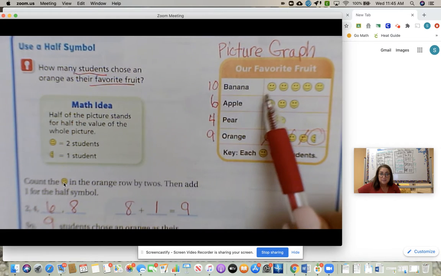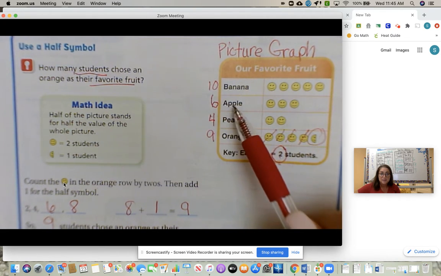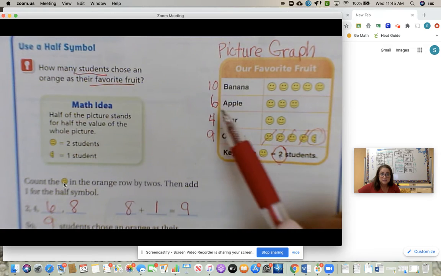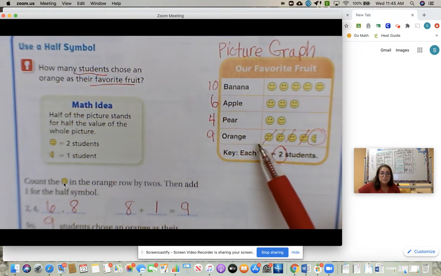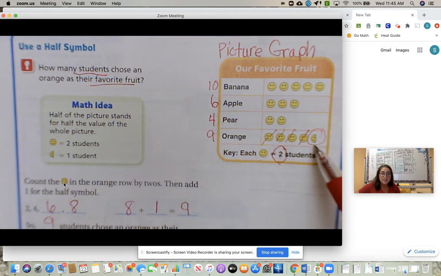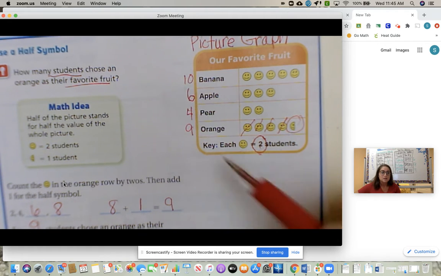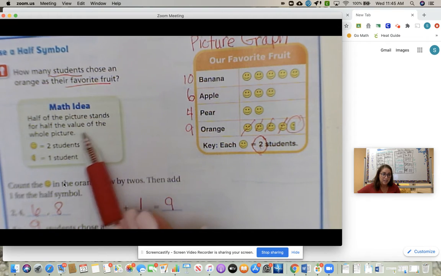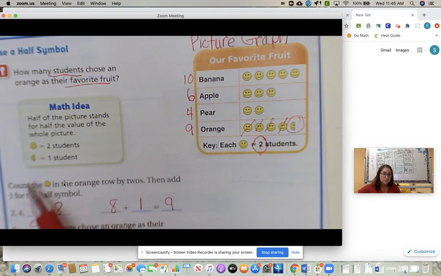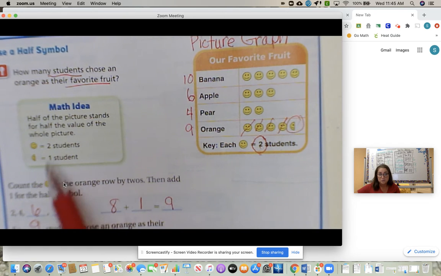So banana, skip count by 2. 2, 4, 6, 8, 10. So I wrote 10. Apple, 2, 4, 6. Pear, 2, 4. Orange, 2, 4, 6, 8 and a half a smiley. That's confusing. So over here it says half of a picture stands for half the value of the whole picture. So if our whole smiley face is 2 students, what's half of 2?